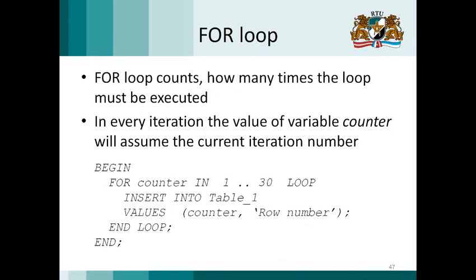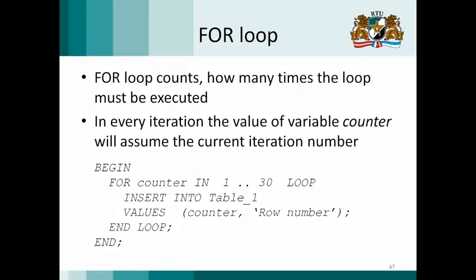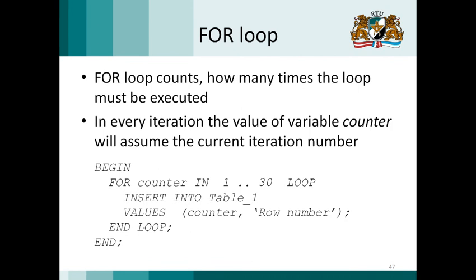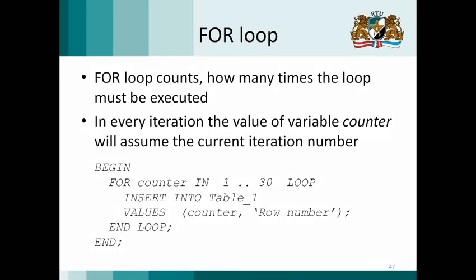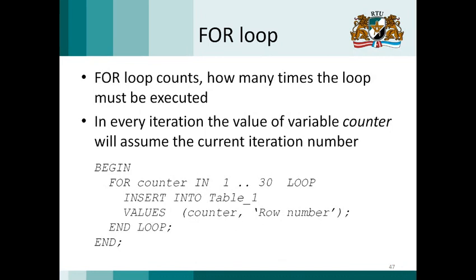And in this case, we will insert 30 rows in table 1. And the values that we will insert in this table would be, in this case, a counter: 1, 2, 3, 4, 5, 6, 7. And the second column will just contain the text row number. So there are 2 columns in this table that are filled, and we write these row numbers, and we write the text row number. This is what we are doing with this for loop in this example.